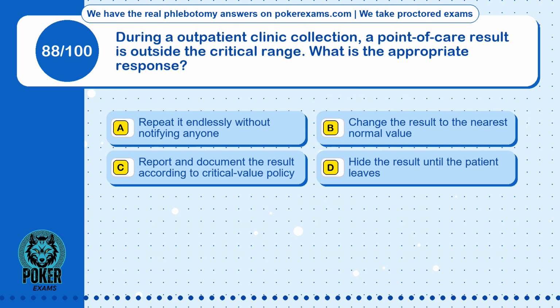Question 88. During an outpatient clinic collection, a point-of-care result is outside the critical range. What is the appropriate response? Option A. Repeat it endlessly without notifying anyone. Option B. Change the result to the nearest normal value. Option C. Report and document the result according to critical value policy. Option D. Hide the result until the patient leaves.